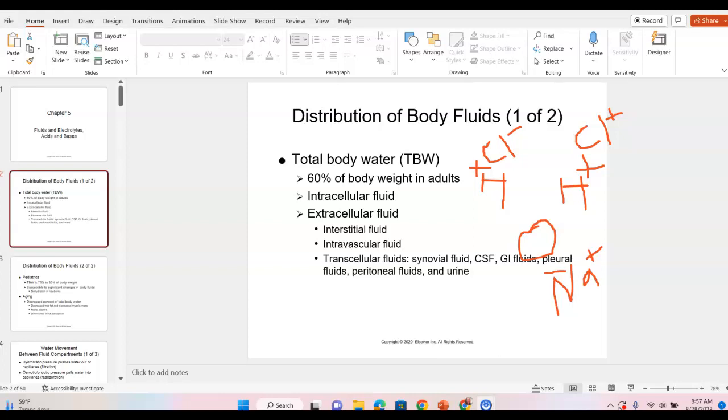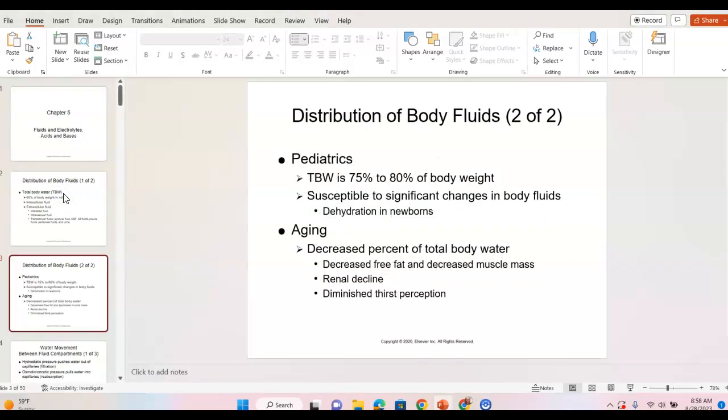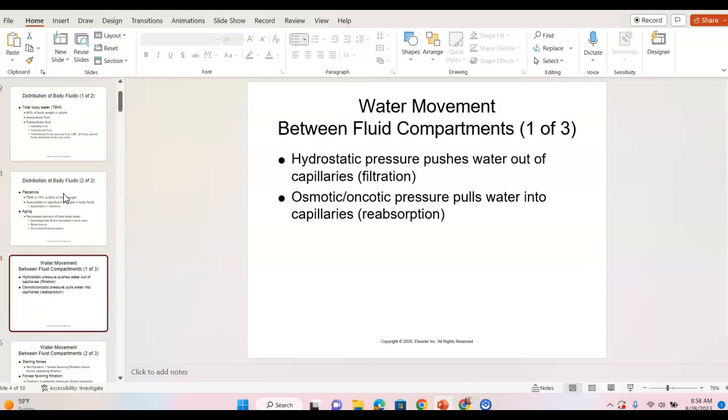Now, we have a cell, and just to clarify terms, intracellular is inside, extracellular is outside, also known as interstitial fluid. Intravascular would be in the blood vessels. Transcellular goes across. That's what all that means. In pediatrics, total body water is a little bit higher. Aging just decreases everything, with the ability to balance those fluids, retain water and whatnot.